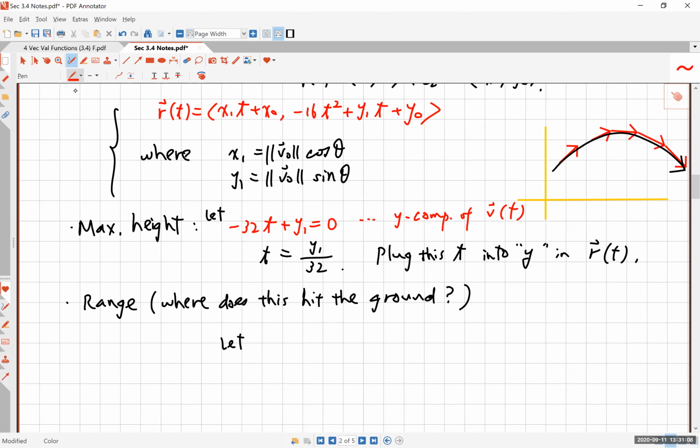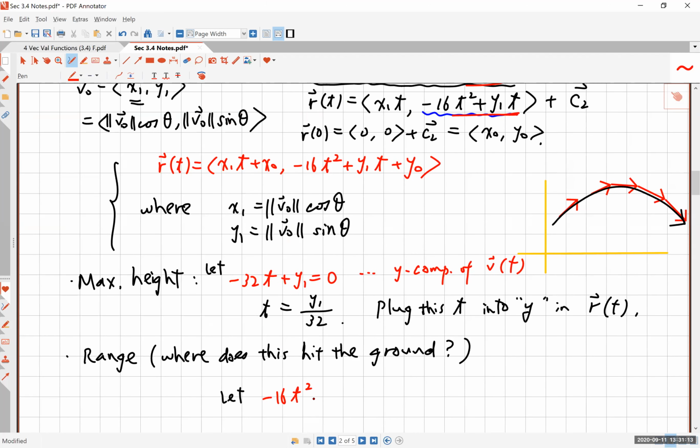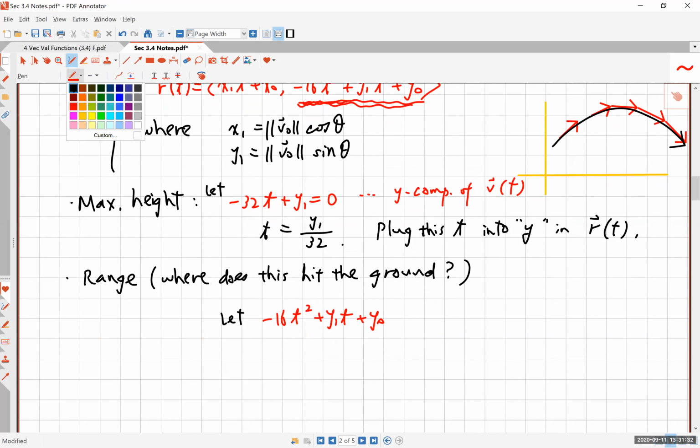So let negative 16t squared plus y1t plus y naught, sorry about that. That's really not, I mean this one, right? Not this. That's not the position. This is the position function, and this is the y coordinate of the position function. So you want, let this be equal to 0 and find the appropriate t. Now notice here, this is a quadratic equation, t squared. So you'll find two t values.